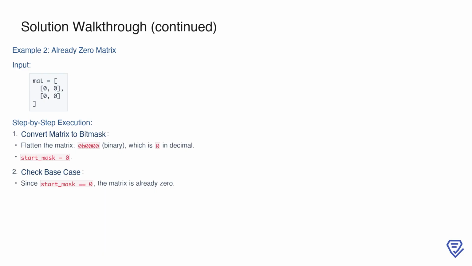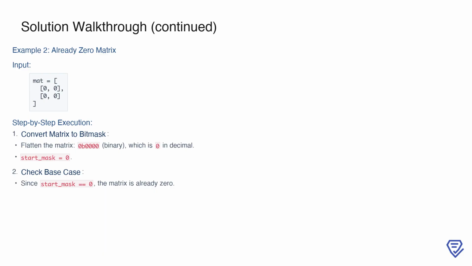In a simpler scenario, we consider a matrix that is already a zero matrix. Here, the input matrix is a 2x2 grid with all zeros. As before, we convert this matrix into a bit mask. Flattening the matrix row by row gives the binary number 0B0000, which corresponds to the decimal value 0. This is stored in start_mask.